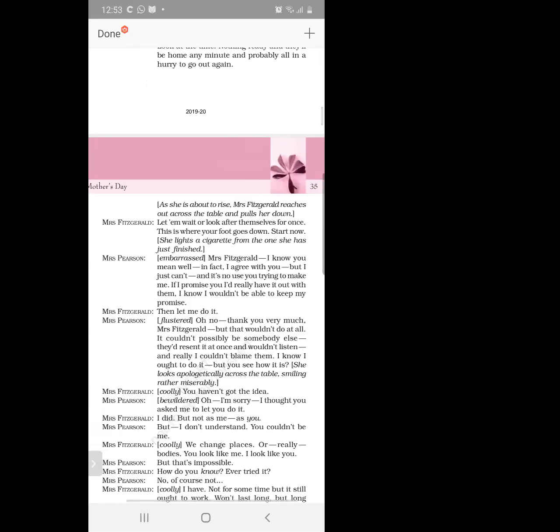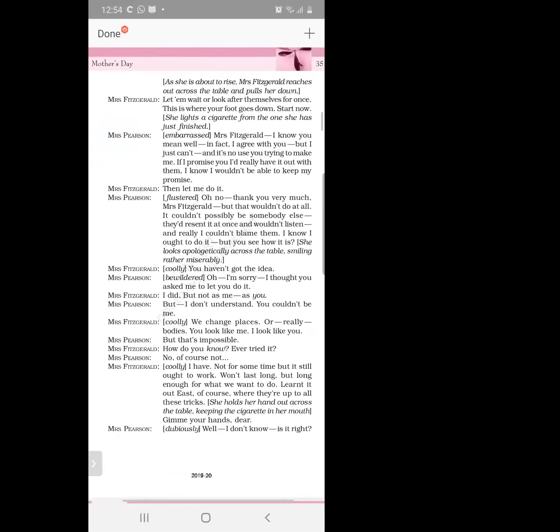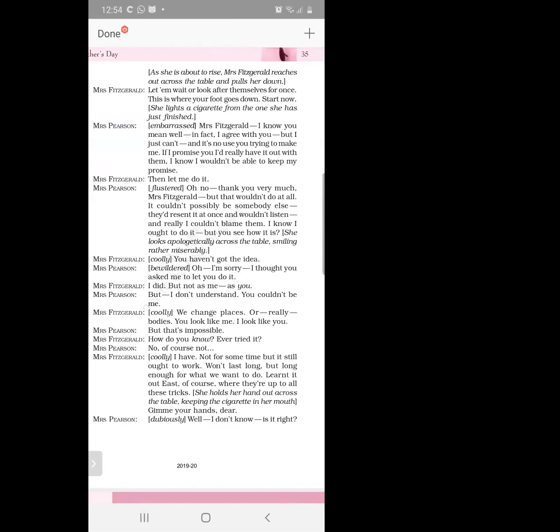So as she's about to rise, Mrs. Fitzgerald reaches out across the table and pulls her down. Mrs. Fitzgerald is now getting very angry that her friend is every time giving and giving, and she's not getting that respect back. So she tells her, now it's my turn. She pulls her down and tells her to sit down. Let them wait or look after themselves for once. This is where your foot goes down.